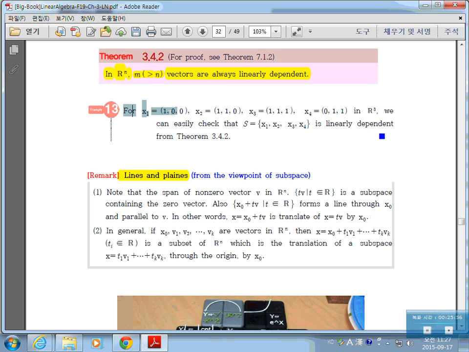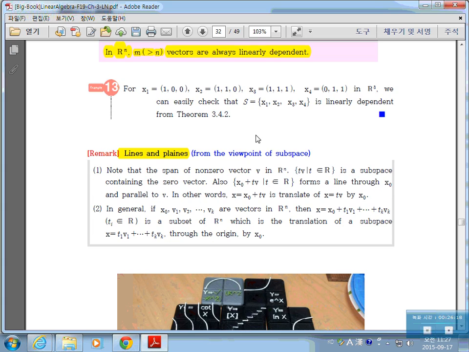Suppose you were asked to show whether the set of these four vectors in R3 is linearly independent or not. Then you don't have to do anything, because in R3, if you have four vectors, then it cannot be linearly independent. So you can say it's just linearly dependent, always. That's what it says.